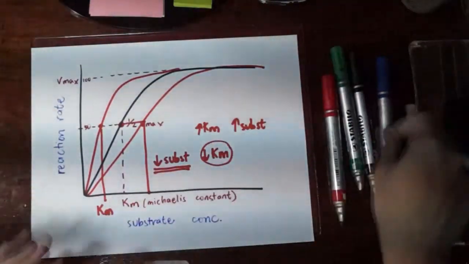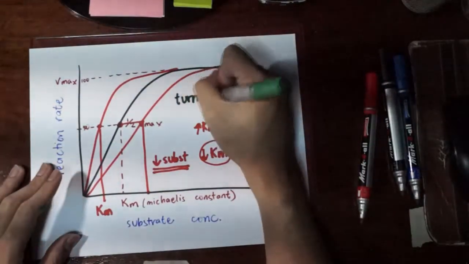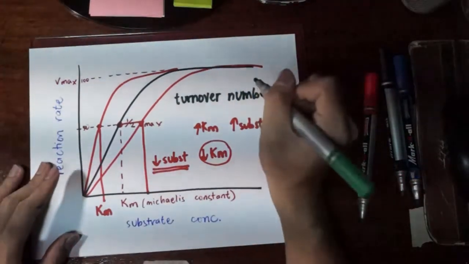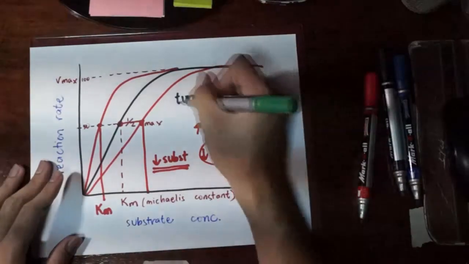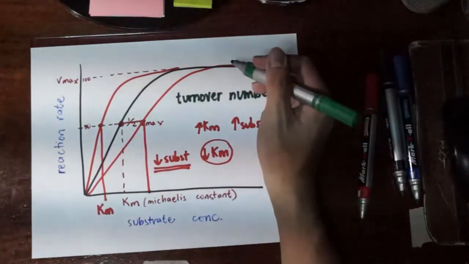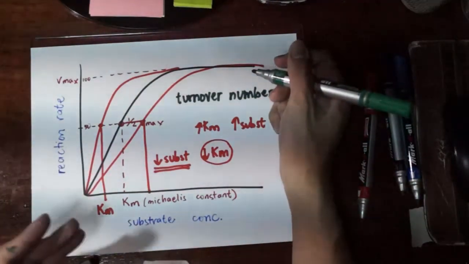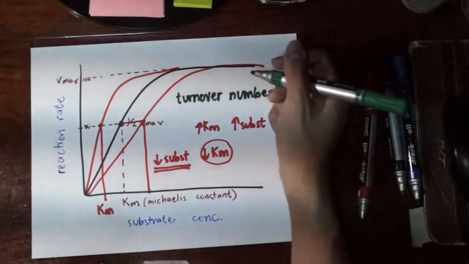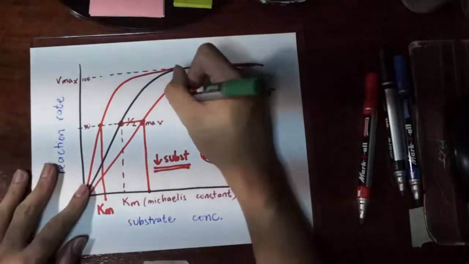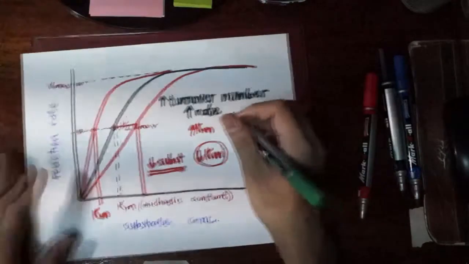Another term that people usually mention here is the turnover number. The turnover number states how many products are being produced by a particular enzyme at the same point in time. So obviously, if you have a higher turnover number, you have more products at the same time. Therefore, the enzyme is more efficient. It generates reactions faster. So higher turnover number means higher rate of the enzyme.